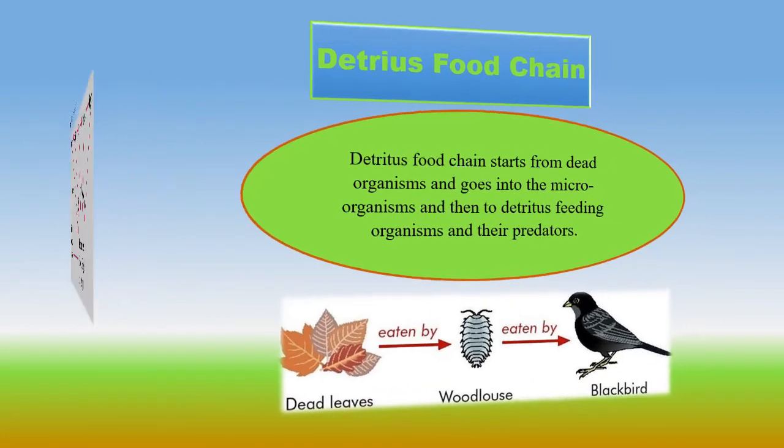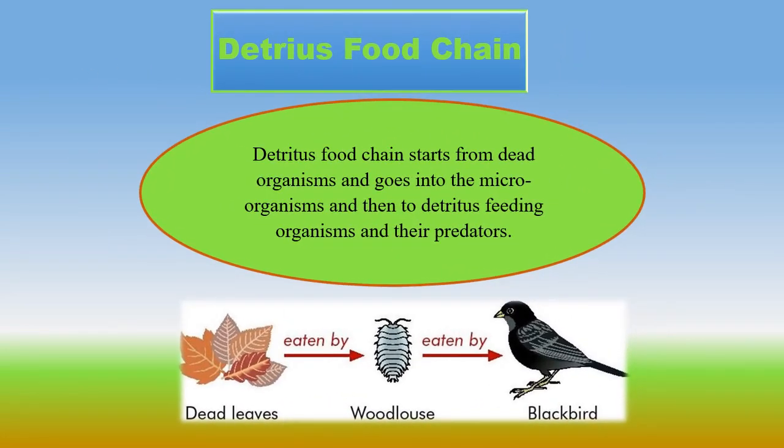Now, let's talk about the detritus food chain. The detritus food chain starts from dead organisms and goes into the microorganisms and then to detritus feeding organisms and their predators, as depicted in the picture. Here are some dead leaves which are eaten by the woodlouse, and this woodlouse is eaten by some bird, a blackbird or any kind of bird, or it may be another insect.